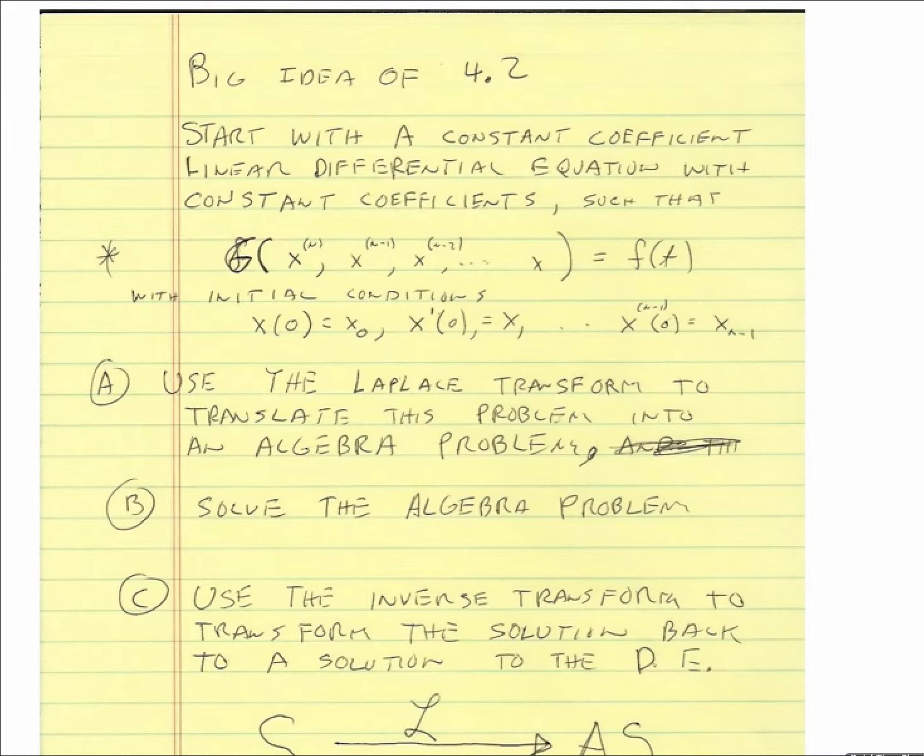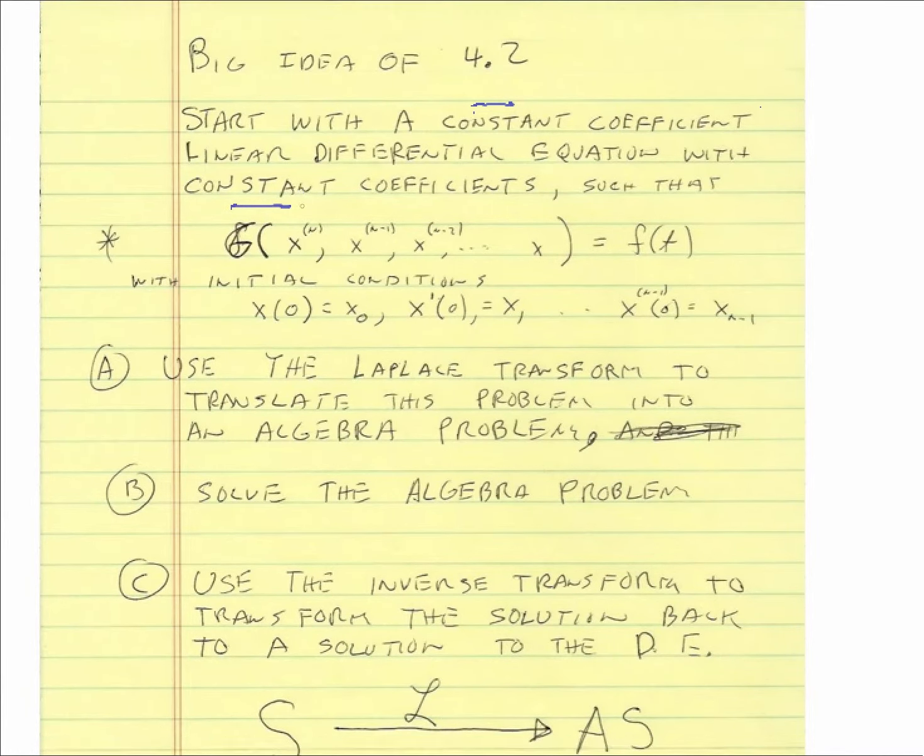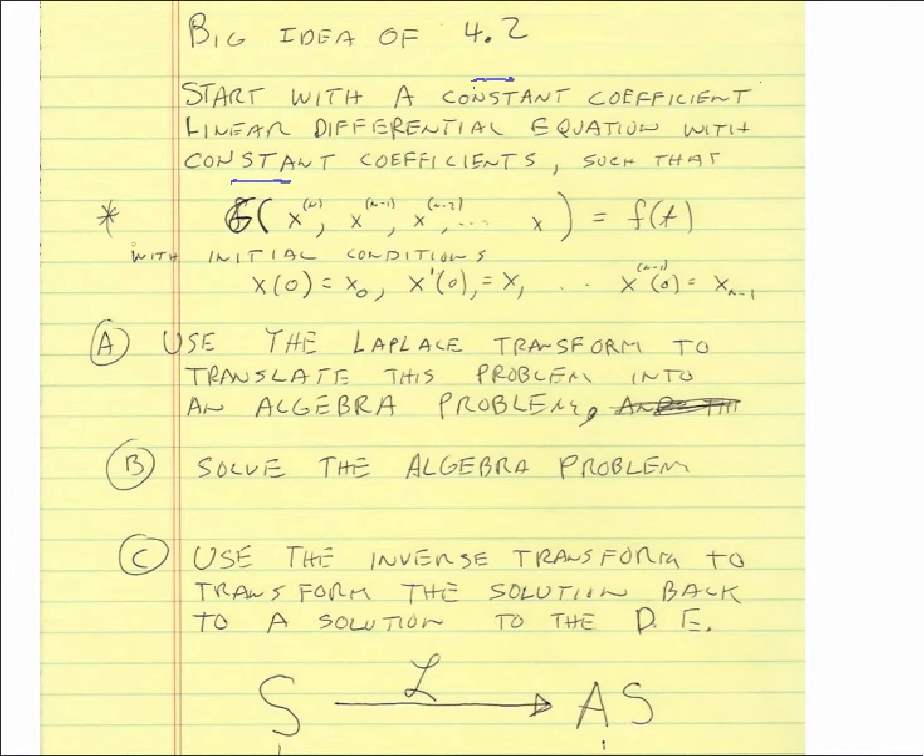So here's the idea. Imagine our goal is to solve this constant coefficient linear differential equation. With constant coefficients, I think I'm being a bit redundant here with the two constant coefficients, but whatever. So we have this equation here, and then we have the initial conditions stated here.